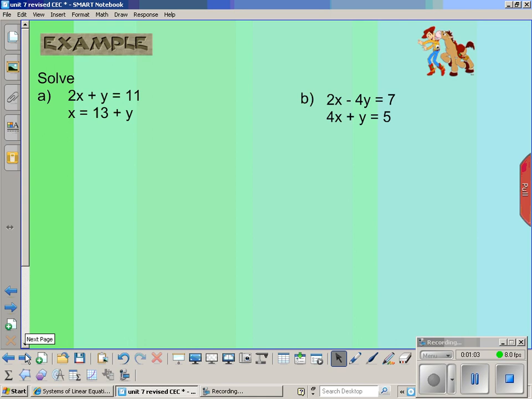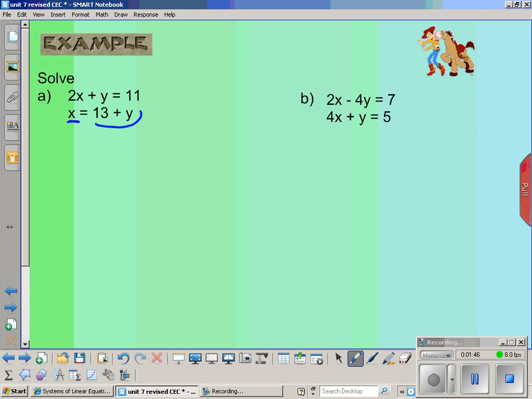In this first one, we want to solve the system 2x plus y equals 11 and x equals 13 plus y. Now, ideally in substitution, we would like to not work with fractions, if at all possible. What you want to do is make one of the variables in one of the equations isolated. Now, in this first system, we already have the x isolated in the second equation. So we don't have to worry about manipulating either of the equations to isolate a variable. We can work right from here.